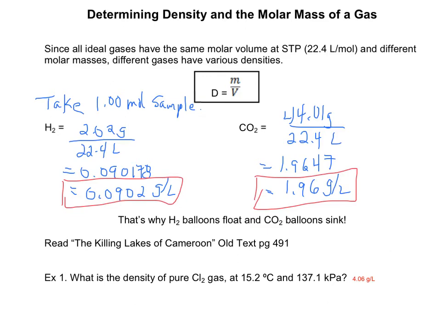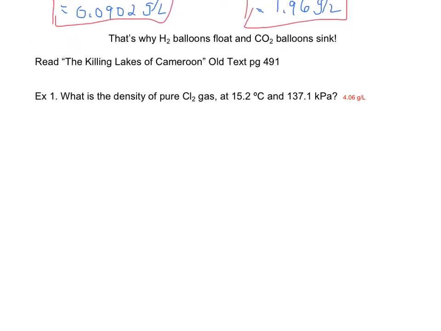Let's do some density examples. In example 1 here, we're calculating the density of pure chlorine gas, but not at STP. It gives us different temperature and pressure values. We need to use the equations that we know in order to find the mass of the sample and the volume of the sample so that we can then calculate the density. Notice in the question it doesn't give us the amount of gas they want us to use. The density doesn't change if I use 1 mole or 1,000,000 moles. So you get to choose how much gas you want to take.